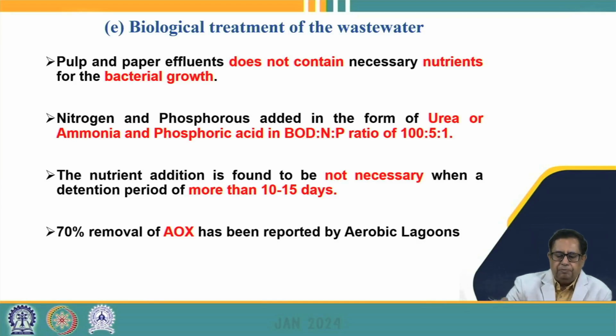Here the pulp and paper effluents may not contain the necessary nutrients which are required for bacterial growth. For example, a BOD to N to P ratio of nearly 100 to 5 to 1 needs to be maintained so that the bacteria can grow and the treatment of the wastewater can happen. Because nutrients are lacking in the effluent generated from pulp and paper mills, we have to add nitrogen and phosphorus in the form of urea or ammonia or phosphoric acid, so that this ratio is maintained.